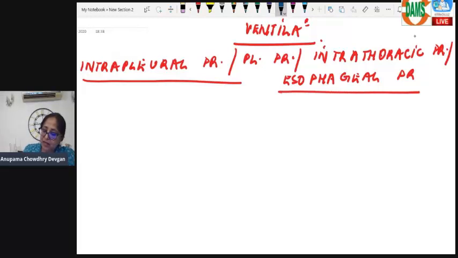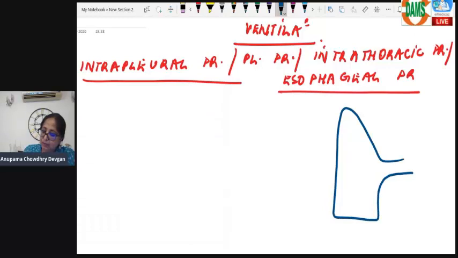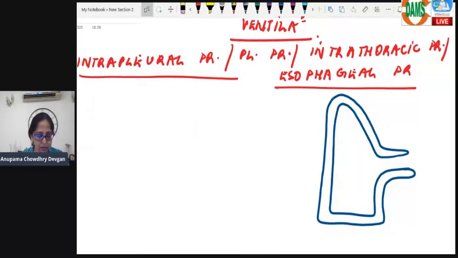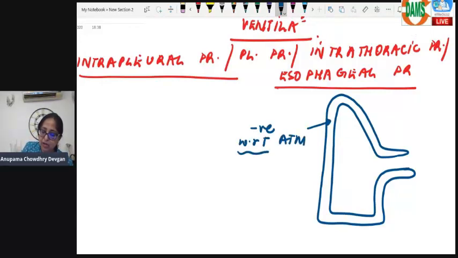Now, we know that there are two layers of the pleura: a parietal pleura and a visceral pleura. Between the two layers of pleura there is a potential space, and the pressure in this space is negative with respect to atmosphere.